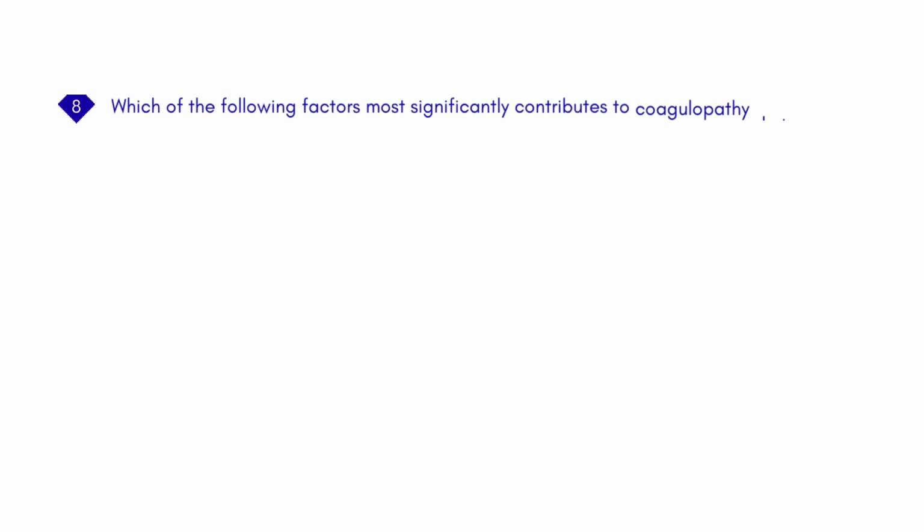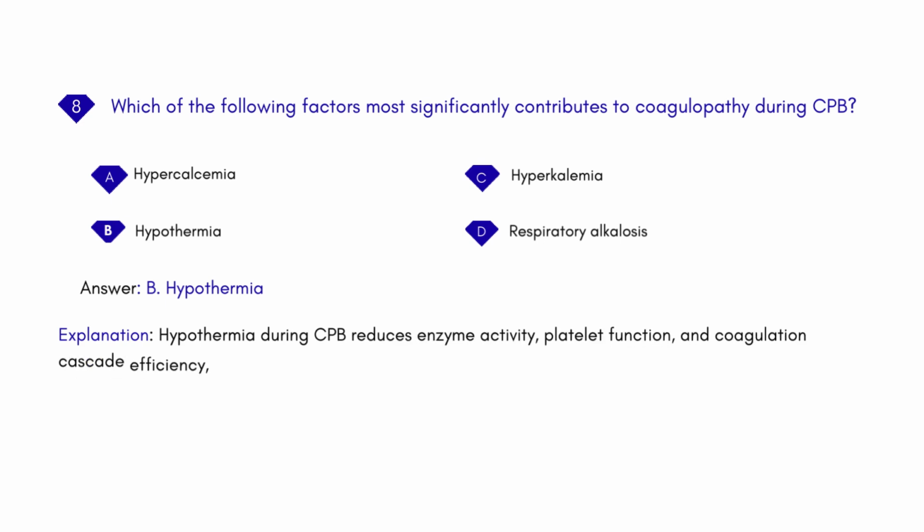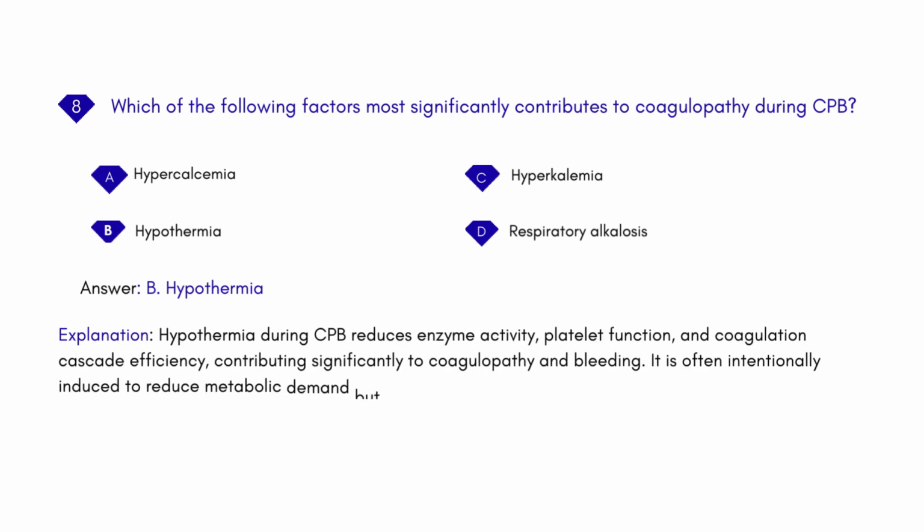heart failure. Hepatic enzymes may elevate due to ischemia-reperfusion injury. Which of the following factors most significantly contributes to coagulopathy during CPB? A. Hypercalcemia. B. Hypothermia. C. Hyperkalemia. D. Respiratory alkalosis. Answer: B. Hypothermia. Explanation: hypothermia during CPB reduces enzyme activity, platelet function, and coagulation cascade efficiency, contributing significantly to coagulopathy and bleeding. It is often intentionally induced to reduce metabolic demand but must be carefully managed.